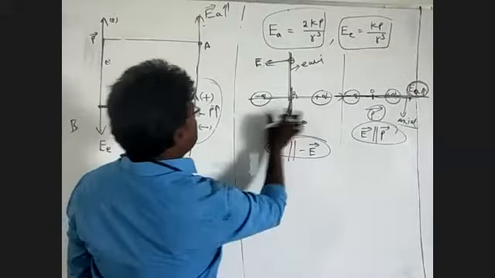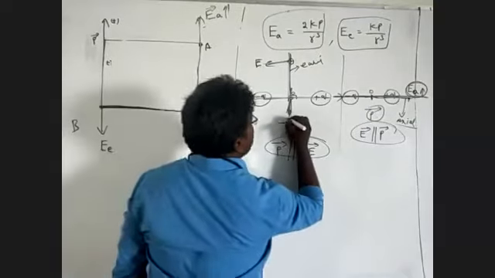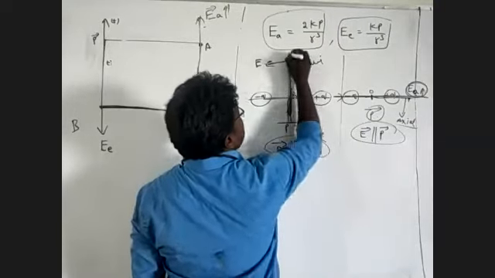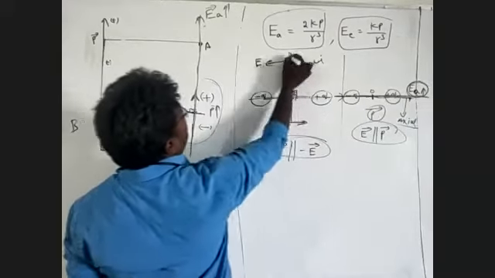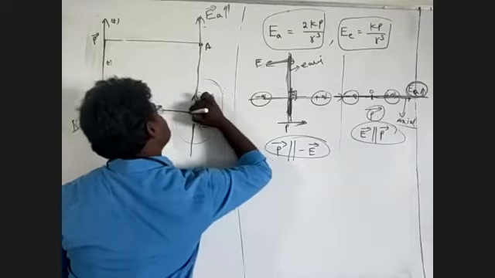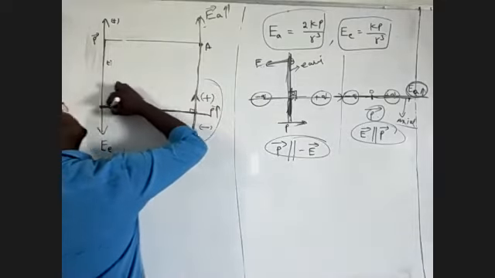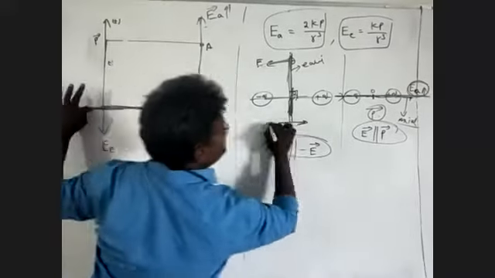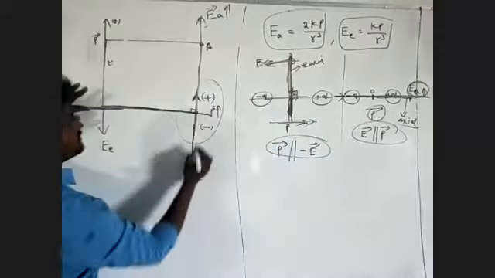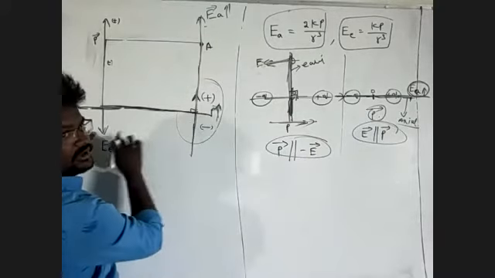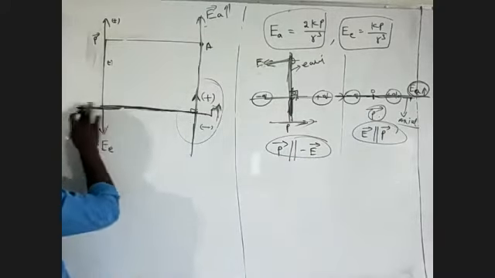Now you see one straight line passes through the center of the dipole. This line is perpendicular to the axis, because this is the equatorial line. But you see P bar is in this direction and E bar in this direction. P bar is up, E bar is down. Both are in opposite direction at this point.